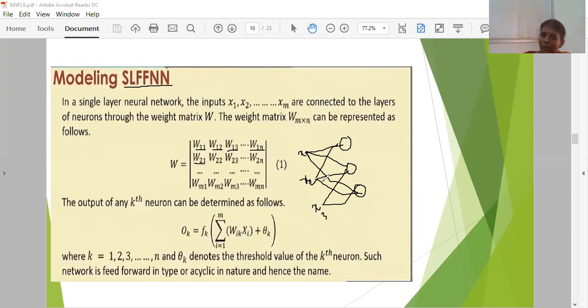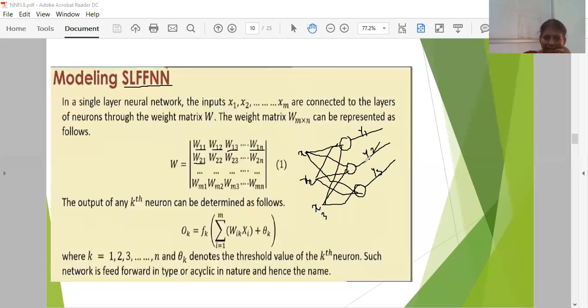So each summing point has how many incoming signals? Three incoming signals. Okay, and only one outgoing signal: Y1, Y2 and Y3. Okay, only single layer. We are talking about only single layer.